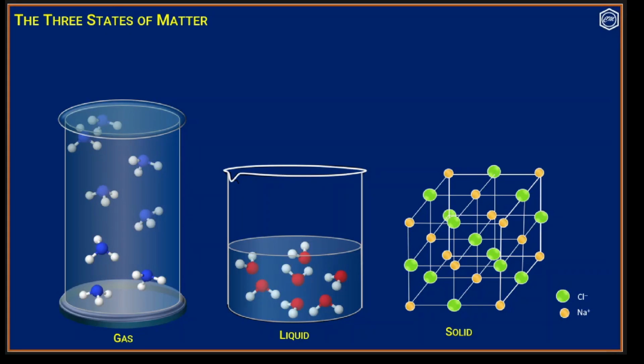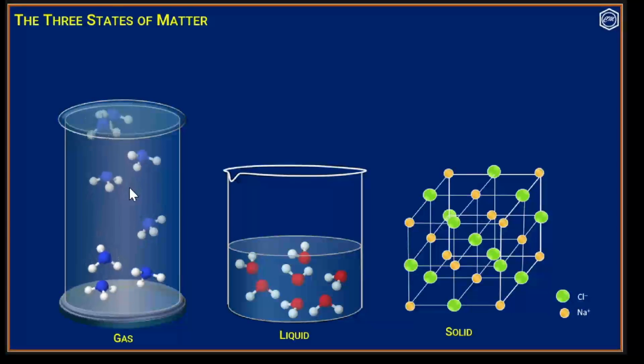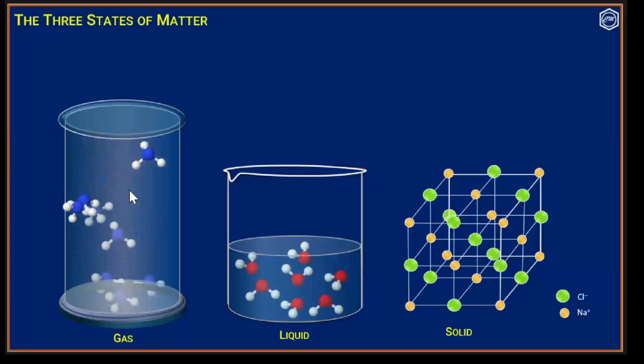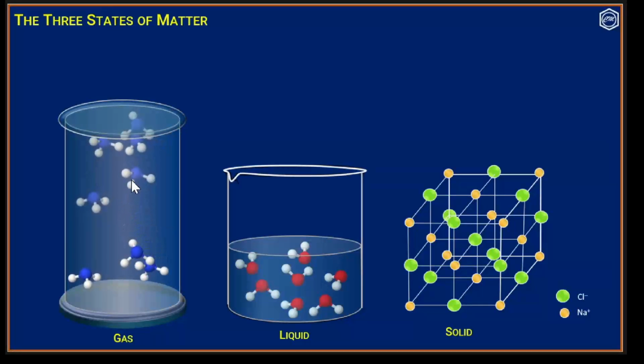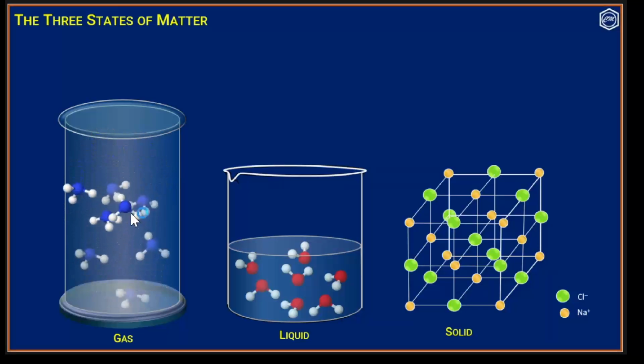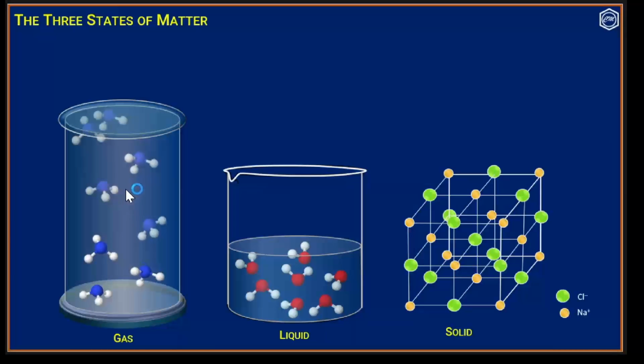The three states of matter. Of course, a fourth state of matter also exists, the plasma state. It occurs at high temperatures and contains ionized substances. Here we consider only the other three states, the gas, liquid, and solid. Gases are characterized by low density, high compressibility, and the ability to expand and fill the available space. The intermolecular forces are negligible. The gas particles have high kinetic energy.